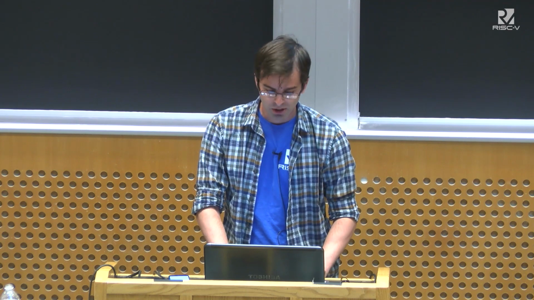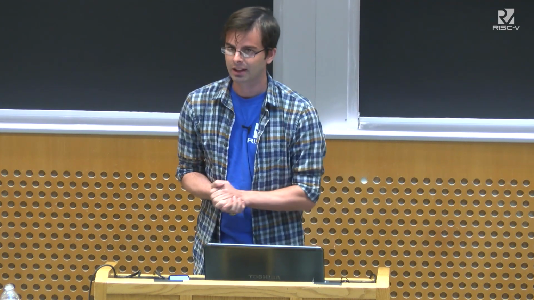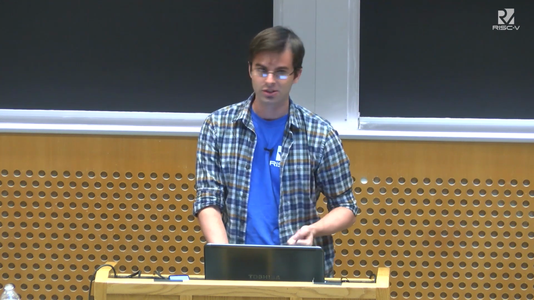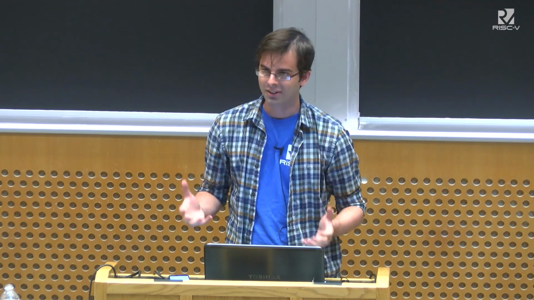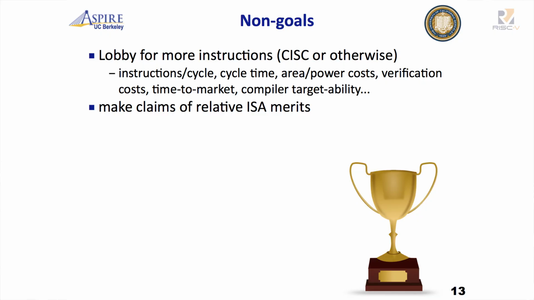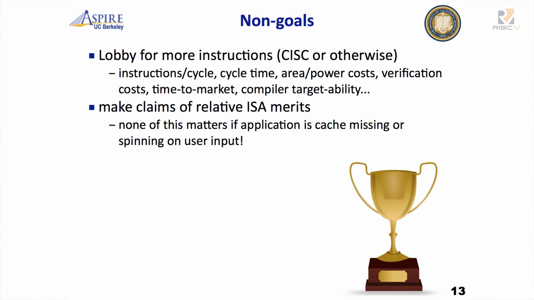And this may be hard to believe, but I'm also not trying to make any claims about relative ISA merit. Everyone today gets a participation trophy. They're all just trying to run C code anyway, so how different could they be? But we also have to take a step back here and have a little dose of reality. None of this matters if you're 10 or 20 or 30% off, or even more, if your application is missing in the cache, or if you're just spending the whole time spinning on user input.